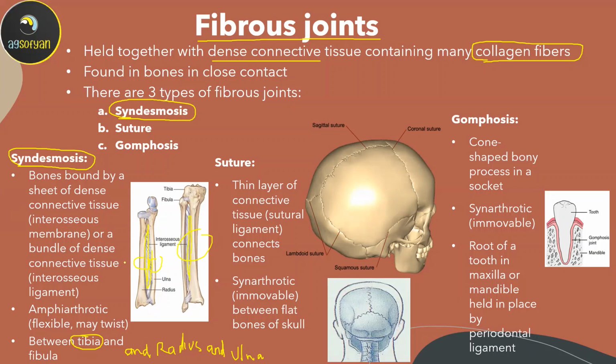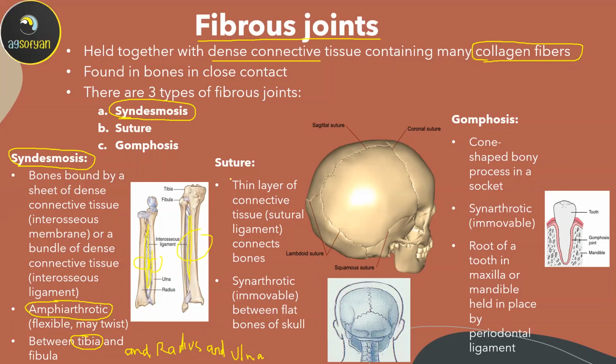From this, we should be able to guess that there will be slight movement between these two bones. So this syndesmosis is mostly amphiarthrosis, a slightly movable joint.